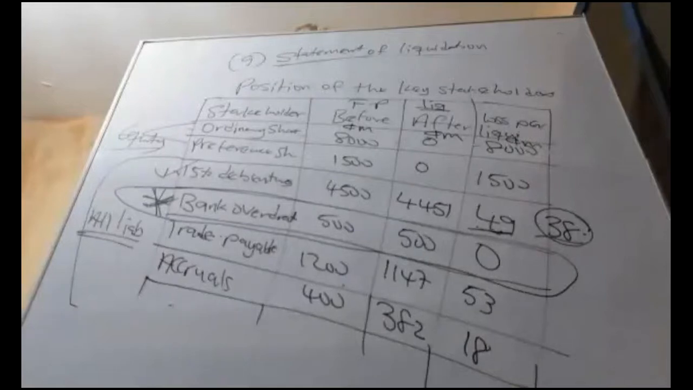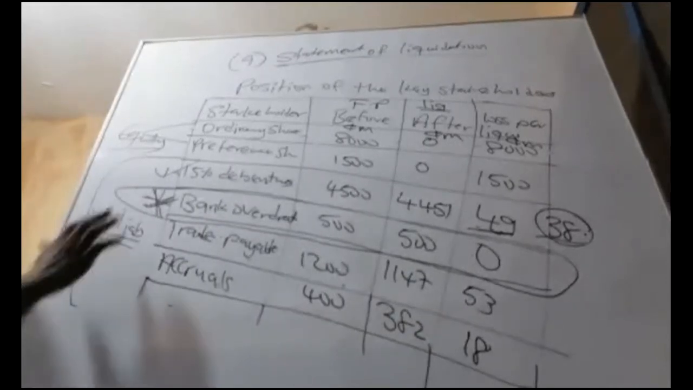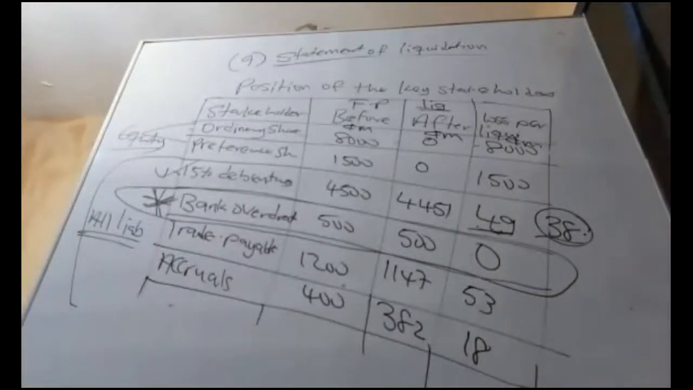So that is it. For the ordinary shareholders, they should not even talk at all. For them, they are losing everything. So that's the analysis, okay? And then we find what we have done. We have performed the analysis on all the key stakeholders. Well, the question was requesting only the bank overdraft. I did this because you need to understand it fully.